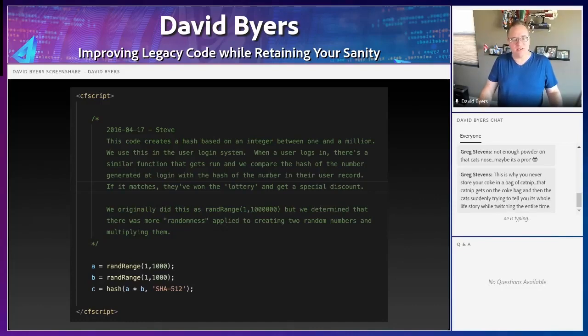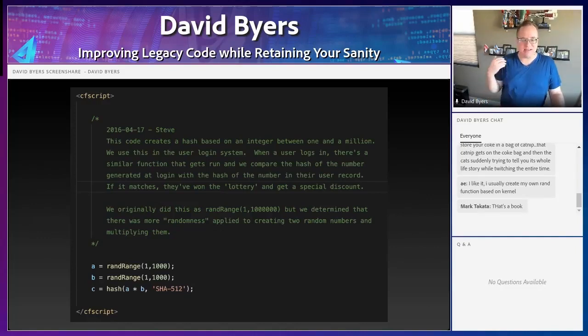Okay. We originally did this as random range between 1 and 1,000,000, but we determined that there was more randomness applied to creating 2 random numbers and multiplying them. From a code comment perspective, that's great. I understand the context, I understand the intention, and that's the important thing that I needed. My OCD was trying not to go berserk and say, you're wrong in multiplying them and hashing them because random range between 1 and 1,000,000 is just as fine. And why are you naming your variables A, B, and C? But I held back. I told him to fix the code comment. He fixed the code comment.